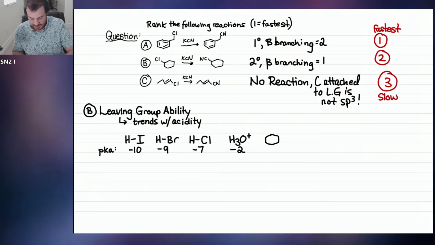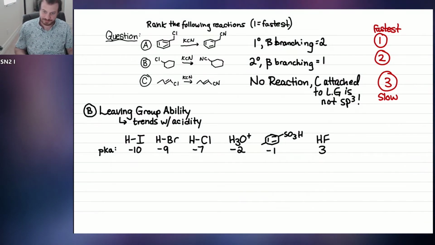Also on your pKa table, there is the sulfonic acid, which is -1. And then we have things like hydrofluoric acid, which is +3. So these are some of our stronger acids. Okay, and so this trend helps us determine the leaving groups. So the best leaving groups are the weakest conjugate bases. They come from the strongest acids.